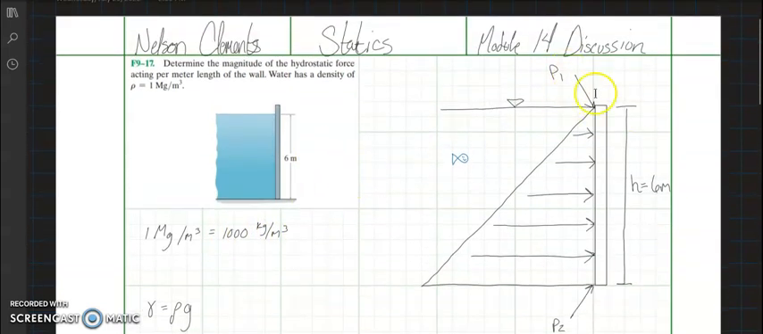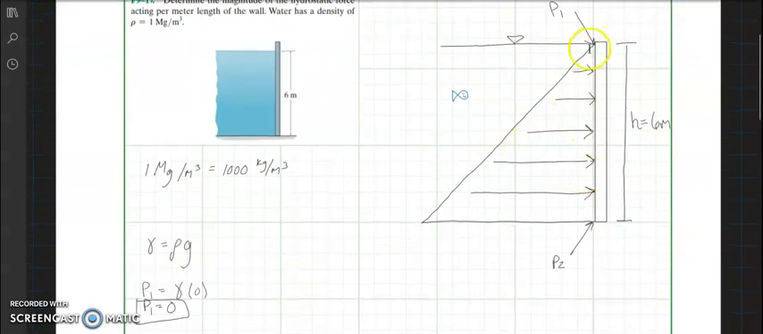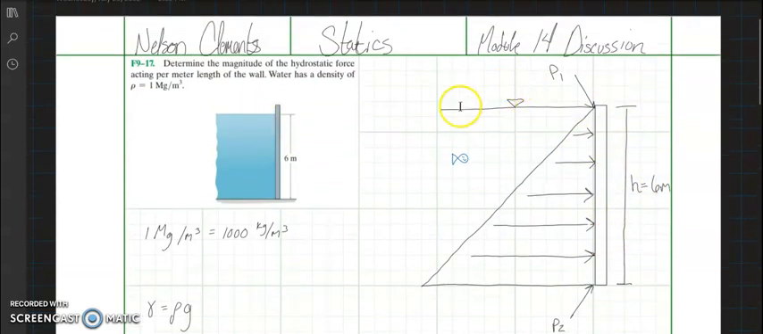So here I've got a free body diagram. It shows a distributed load over this beam here that is submerged in the water. The beam has a height of 6 meters. Here's the surface of the water.